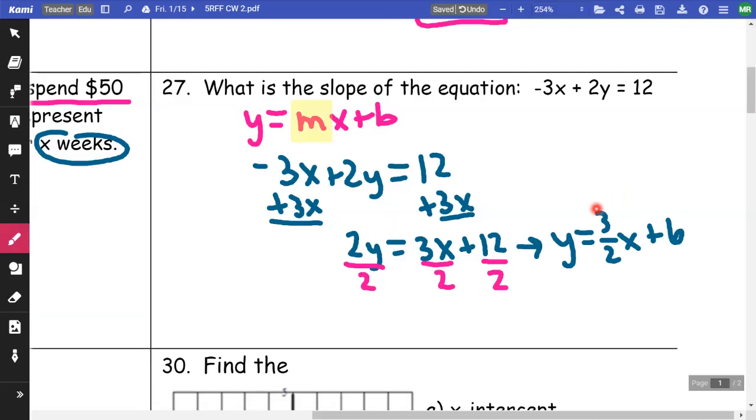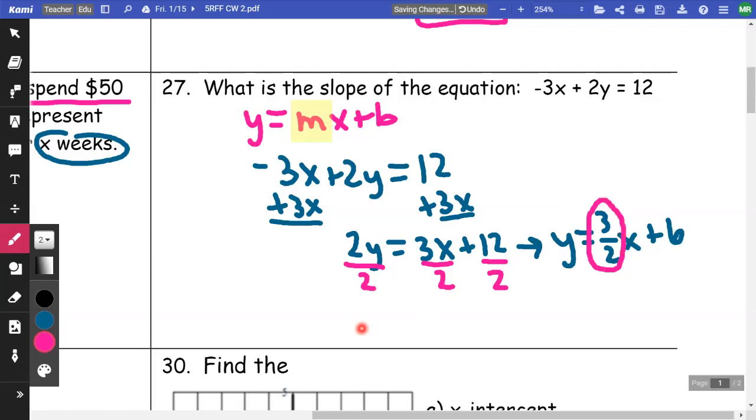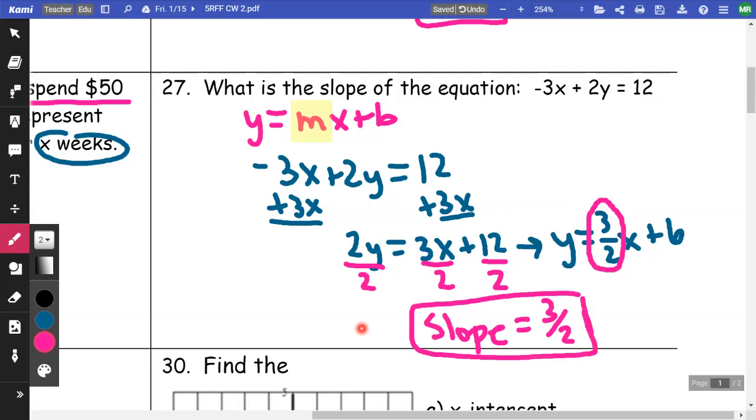And my slope is this 3 halves, okay? So slope equals 3 halves. That's my answer. Again, be careful. It's not the number in front of the x unless it's in y equals form.